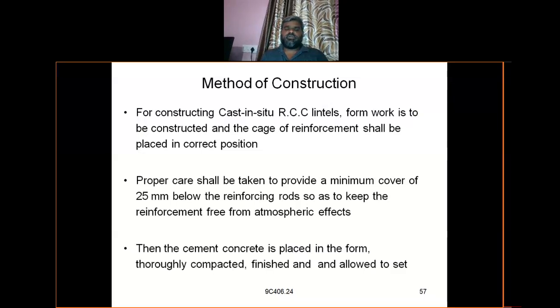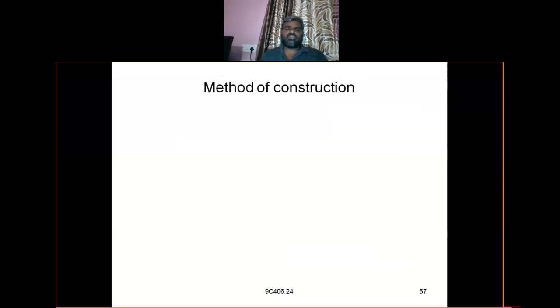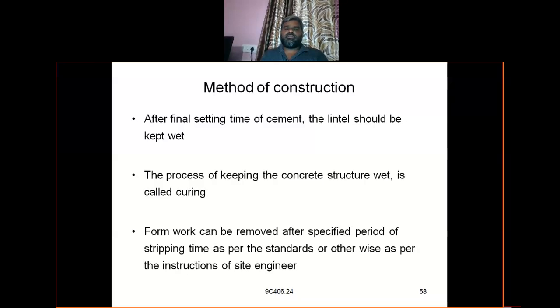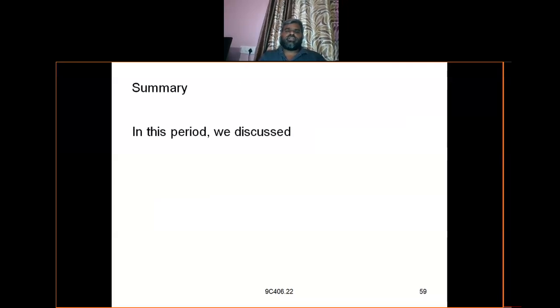Then the cement concrete is placed in the form, thoroughly compacted, finished and allowed to set. After the final setting time of cement, the lintel should be kept wet. The process of keeping the concrete structure wet is called curing. Formwork can be removed after a specific stripping time, as per the standards or the instructions of the site. So this is what we have studied today.